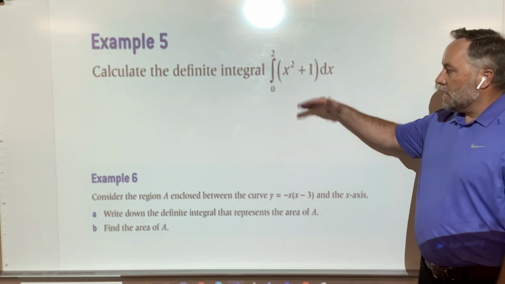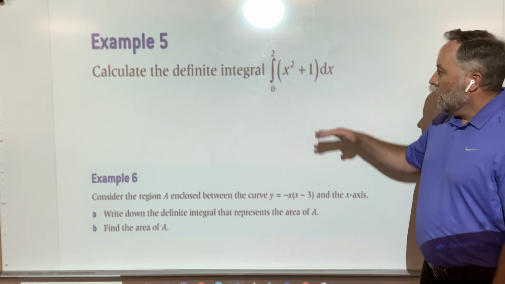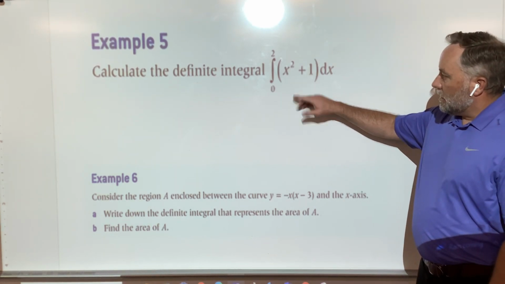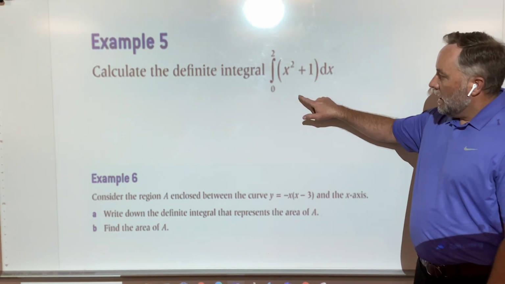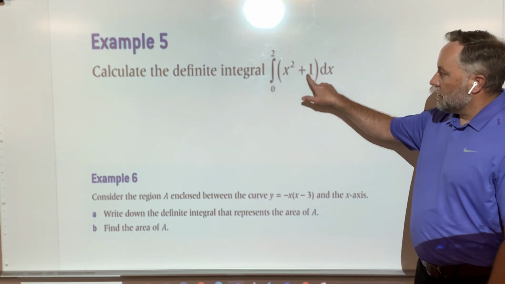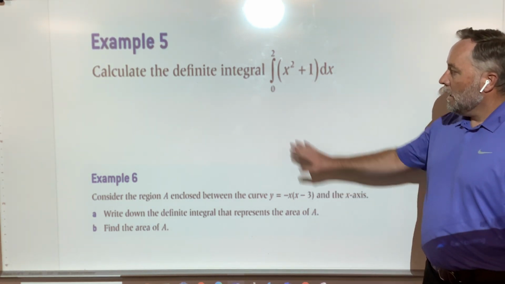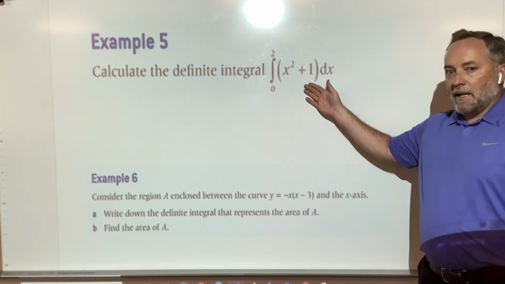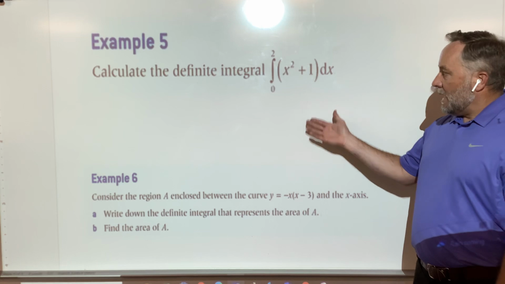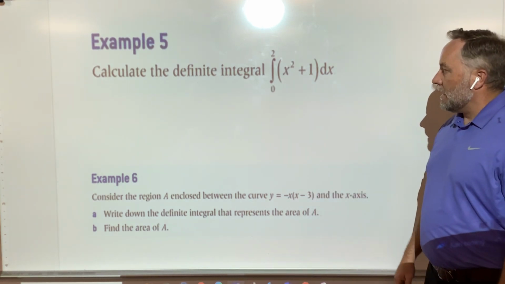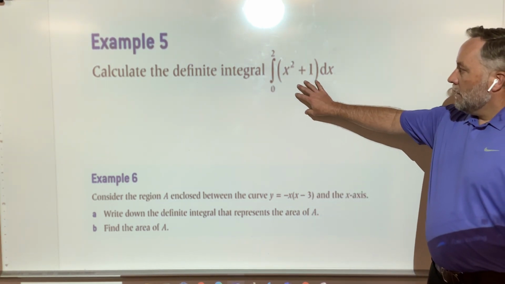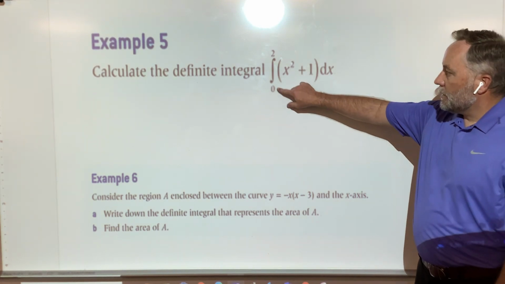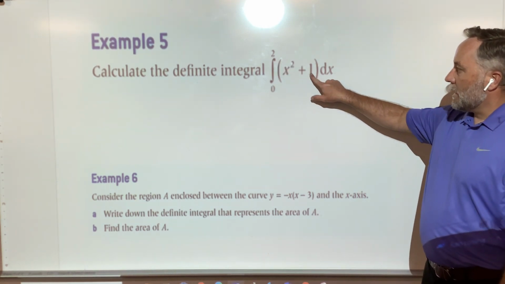So if you were going to visualize this, we could graph it on a calculator, but if we're just visualizing this, it's a parabola centered at 0, 1. It's just shifted up 1, okay? And they want us to find it from 0 to 2. We'll learn some strategies to do this by hand, but for now, they're just wanting us to use our calculator to do so. So this is the integral from 0 to 2 of the function x squared plus 1.